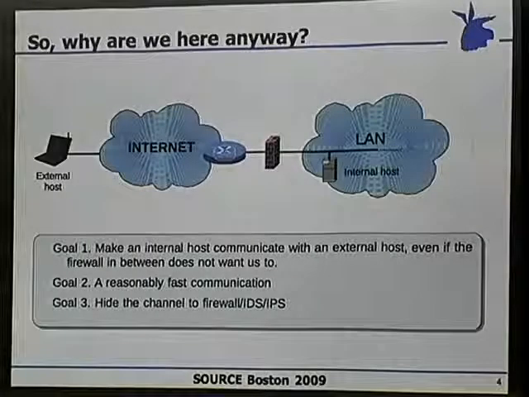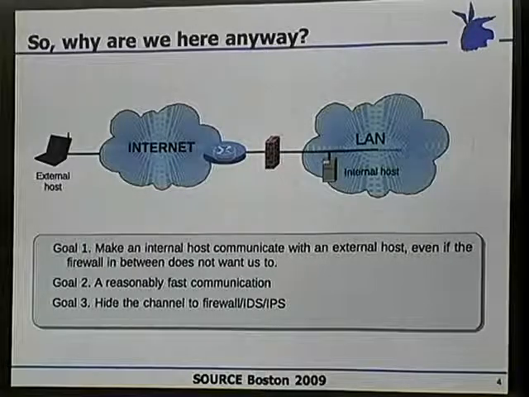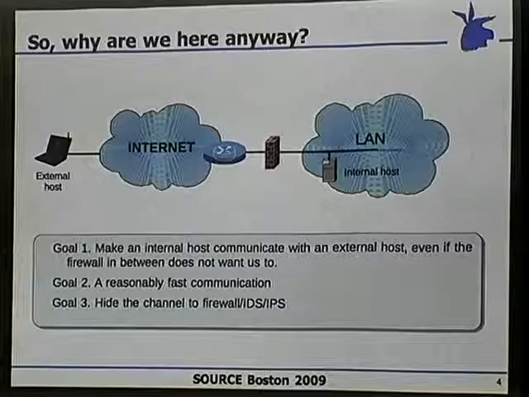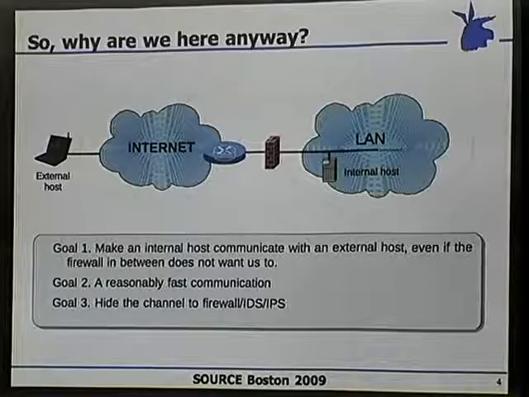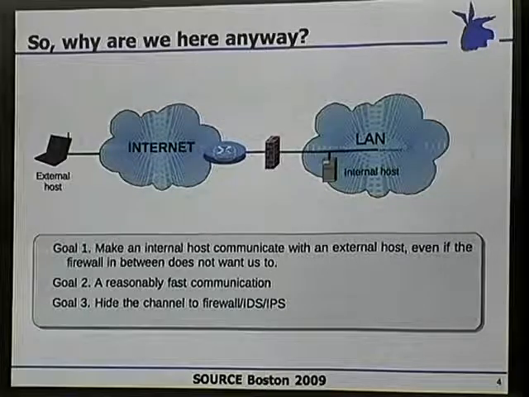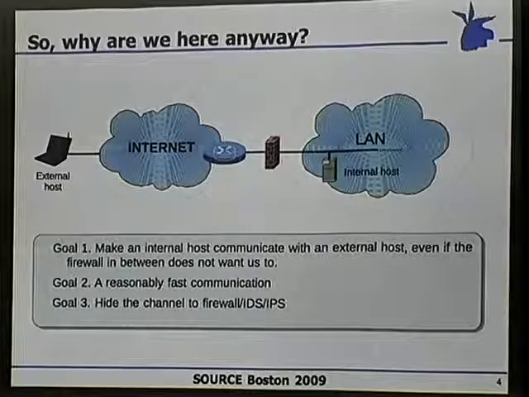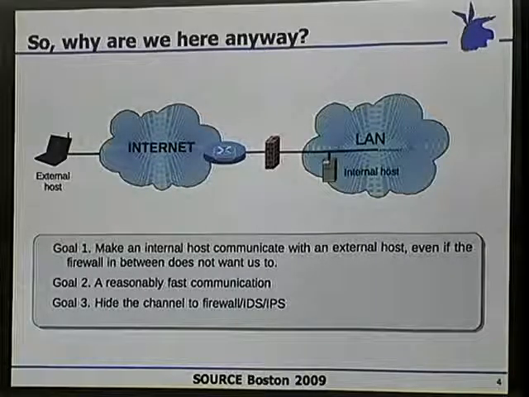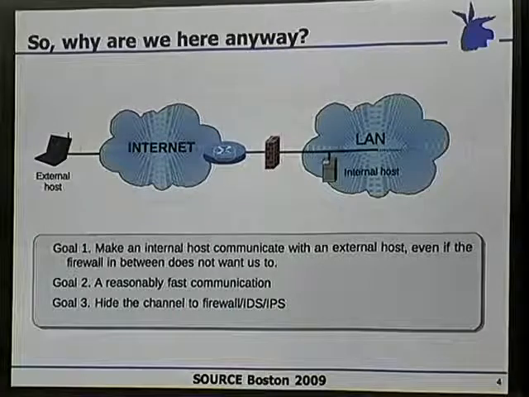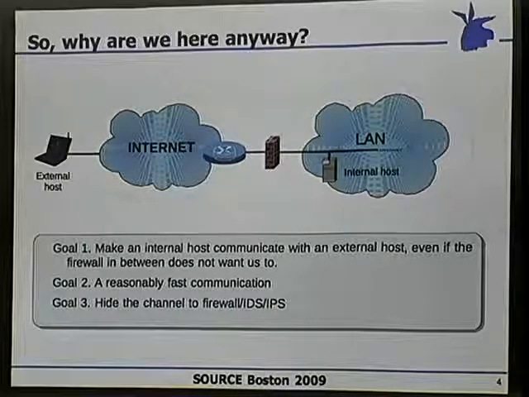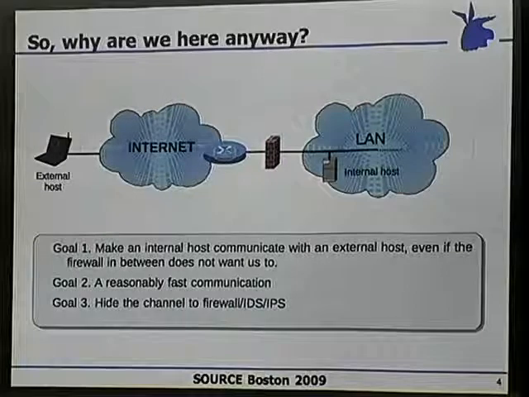So, what are we talking about? The situation is pretty much that there is an internal host in a LAN, and there is an external host. We want those two boxes to communicate in some way, even if the firewall in between doesn't want us to. We want this communication to be reasonably fast, maybe not incredibly fast, but at least reasonably fast. And we also want to be able to hide the fact that there is a communication going on between the two boxes.